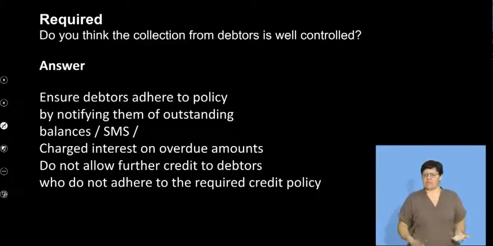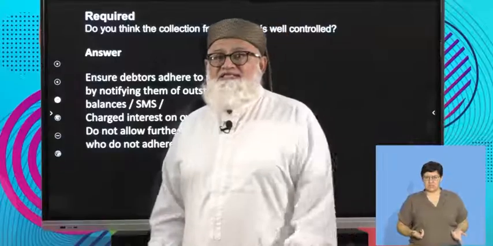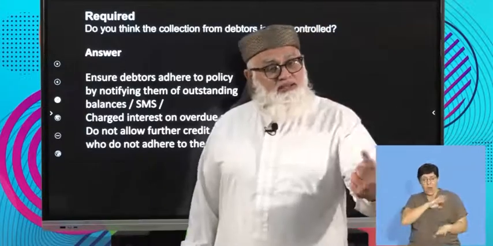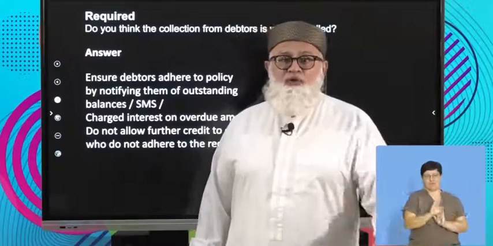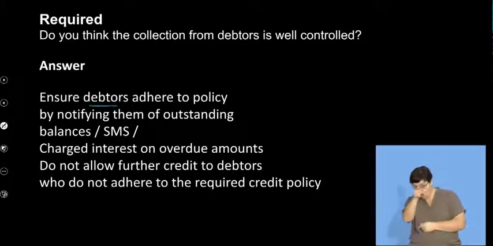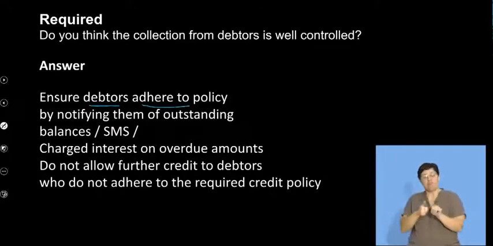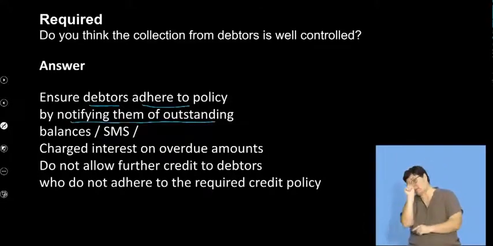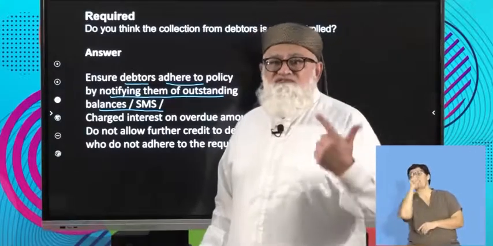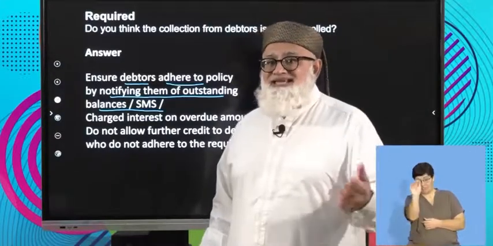How would we solve this problem? What can we do about it? Because clearly, the idea of a cash budget and a debtors collection schedule is to plan, to forecast, to see how we can improve. How are we going to improve? One, ensure the debtors adhere to the policy by notifying them of the outstanding balances via WhatsApp, via SMS, whatever social media or technology we can use, informing them of their outstanding debt.